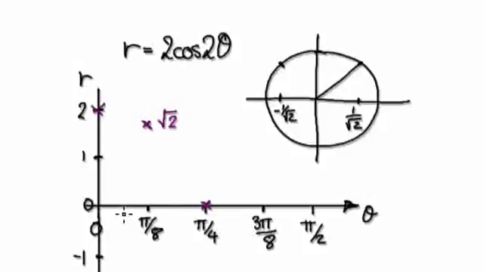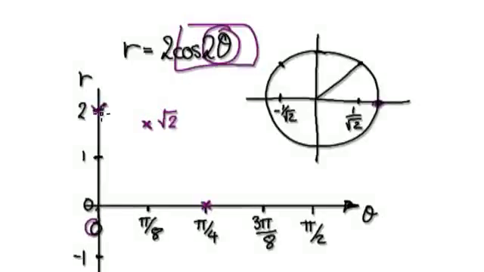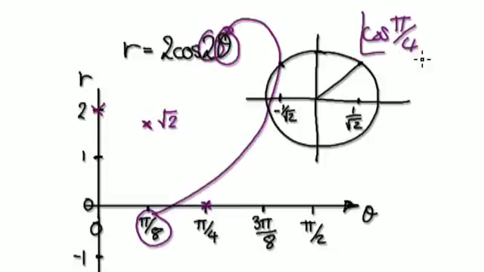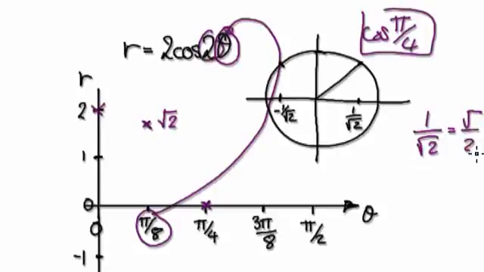When theta is 0, this thing here would be 0, and cos of 0 is 1. So when theta is 0, the radius would be 2. When theta is pi over 8, 2 times pi over 8 is pi over 4. So cos of pi over 4 would be 1 over root 2, which is the same as root 2 over 2.